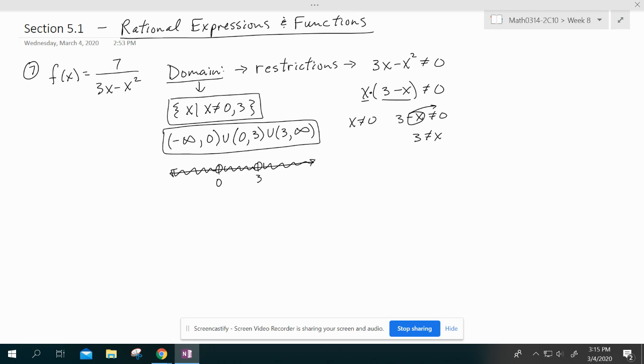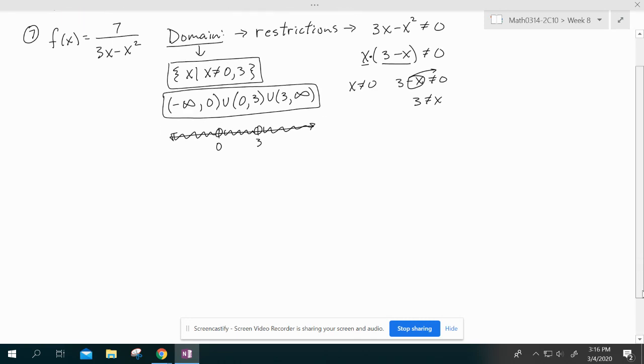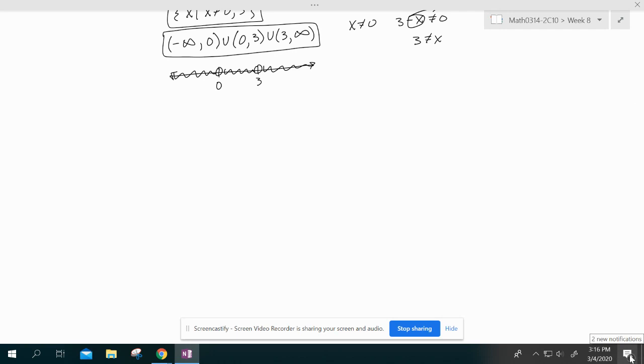Okay. Would you like to try another one? Because that one is done. Okay, next problem. Let's try number 11. And we have another function, f of x equals.